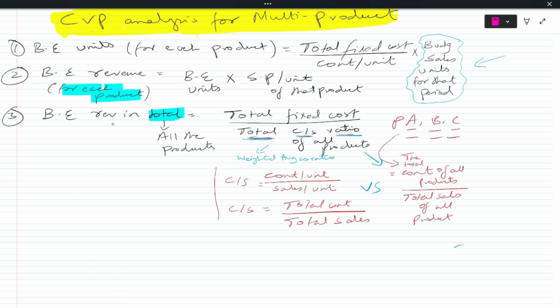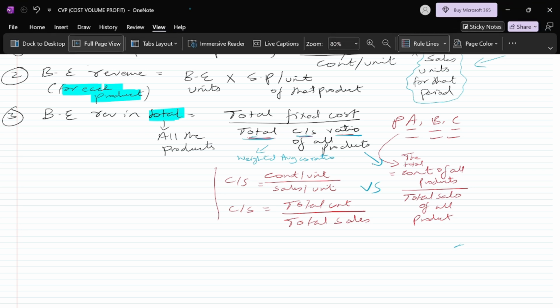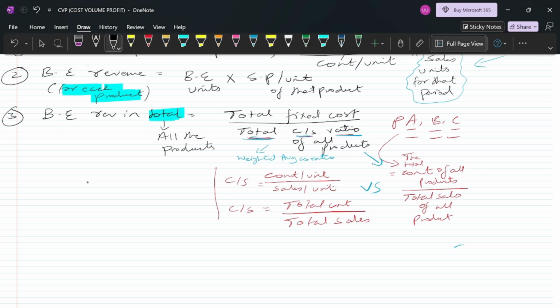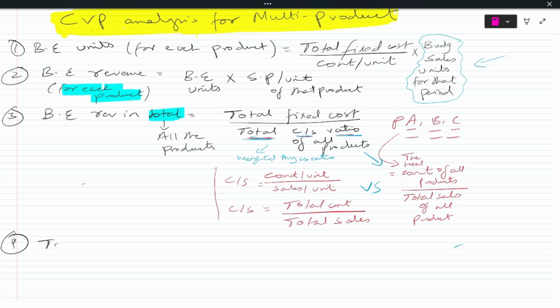And now we can move on to our fourth formula, which would be regarding target profit. So if you have to calculate target profit over here, will it be the same way like we used to do for the single product? The answer is yes, and the answer is no.